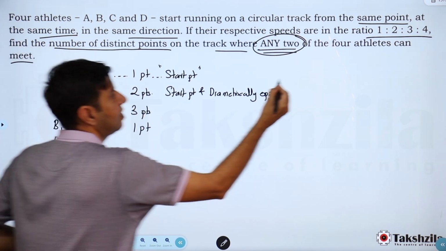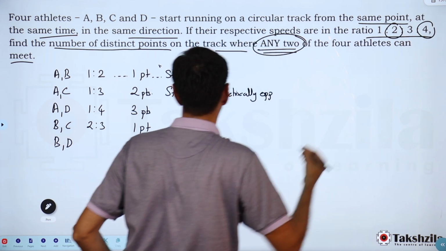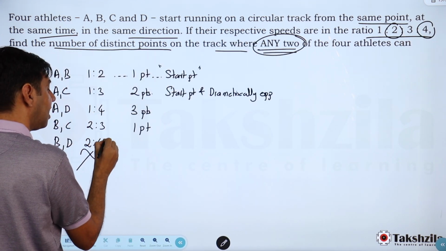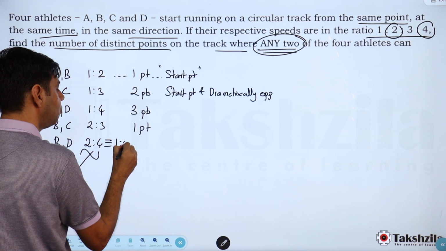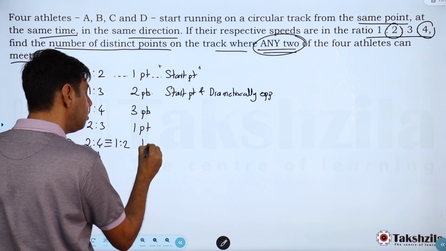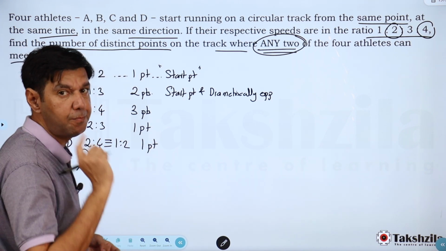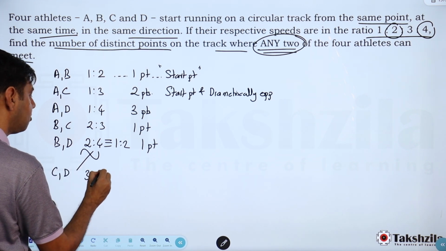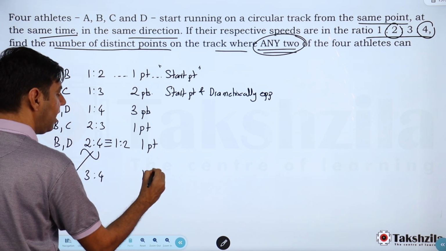Now watch here, students. If you take B and D as 2:4, you will go wrong. This reduced form is 1:2. So B and D is also going to meet at only 1 point. And the last pair, which is C and D, the ratio is 3:4. They will also meet at 1 point.